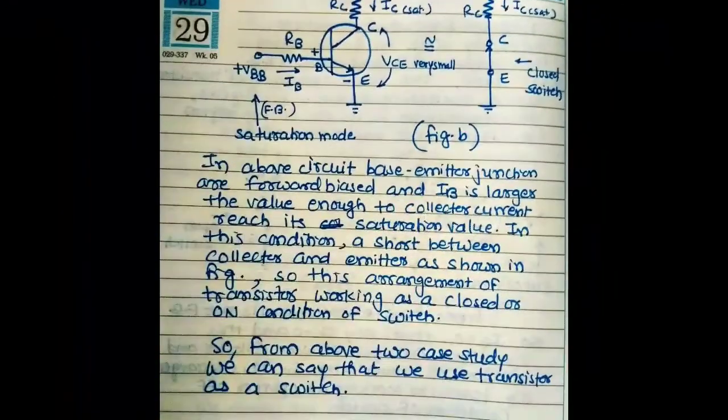So these are the two main circuits where we can arrange the transistor working as a switch, either closed or open. That's why it's called the closed circuit.